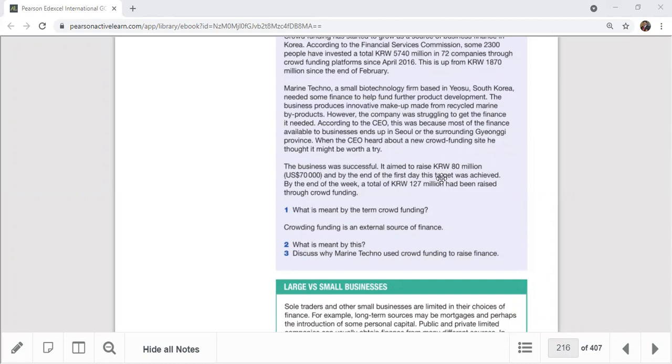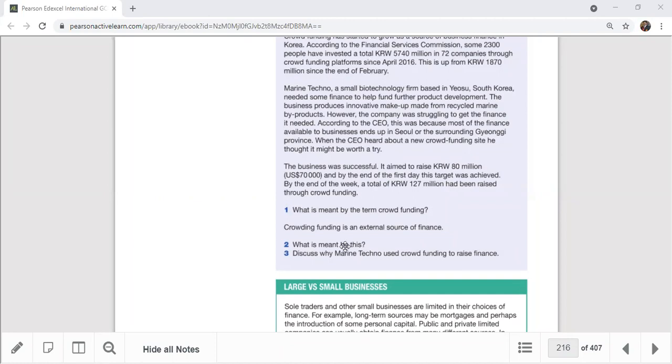It aimed to raise about 80 million, similar to 70,000 US dollars. By the end of the first day, the target was achieved. Within 1 day, target achieved. Sometimes projects reach their target within 2 hours. So many crowd people are waiting to invest in the business. By the end of the week, a total of 127 million was raised through crowdfunding. That's the main idea.